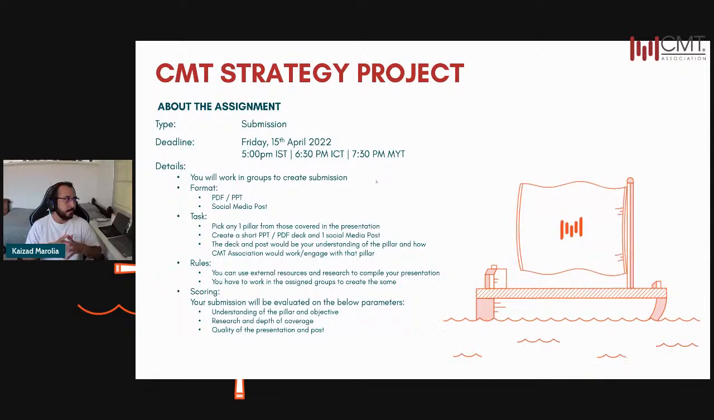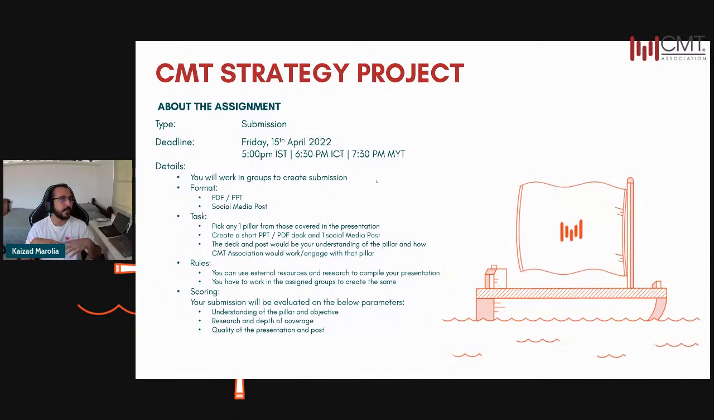You need to work in a group to prepare a presentation in either PDF or PPT format, and along with that one social media post of your learning so far. You have to create a short deck that talks about any one pillar that you can pick up from the five pillars earlier. So I'll take a screenshot of the five pillars as well and put it over there. What you need to do is think of yourselves as owners of the responsibility of that pillar. If you were supposed to engage the media ecosystem or the employer ecosystem or academia ecosystem, this project will first judge your understanding of that pillar.